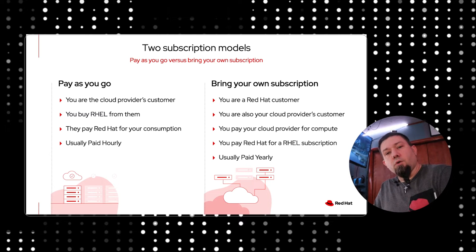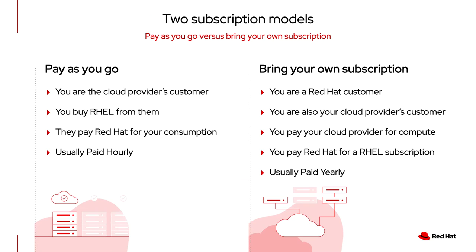Or you can bring your own subscription. Bringing your own subscription means that you pay Microsoft simply for the use of their platform, and then you pay Red Hat for a subscription. So perhaps you already have subscriptions that you'd like to attach to a RHEL system. There's ways to do that as well. In this example, we're going to use a pay-as-you-go system just because it's simple, and it's probably the most common way that people are using RHEL on a cloud provider.